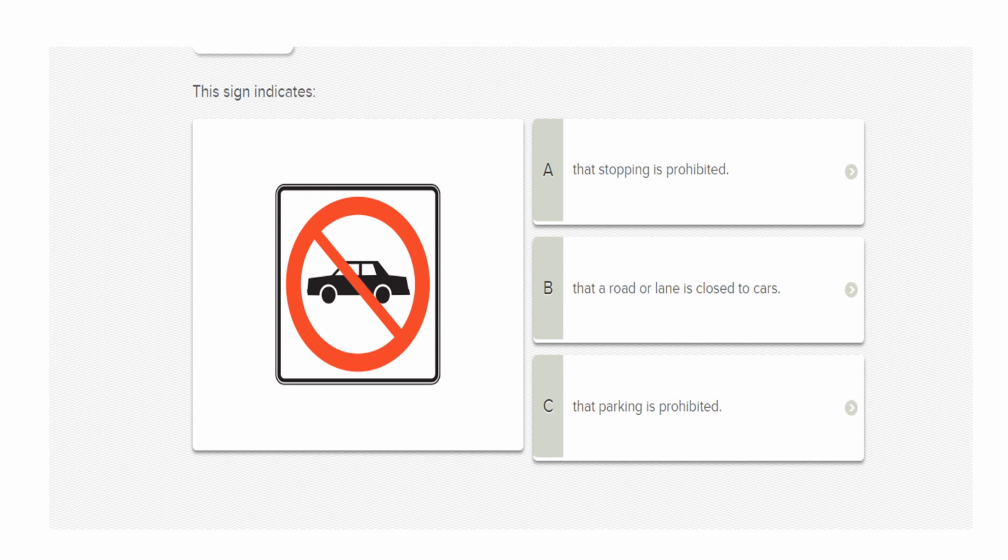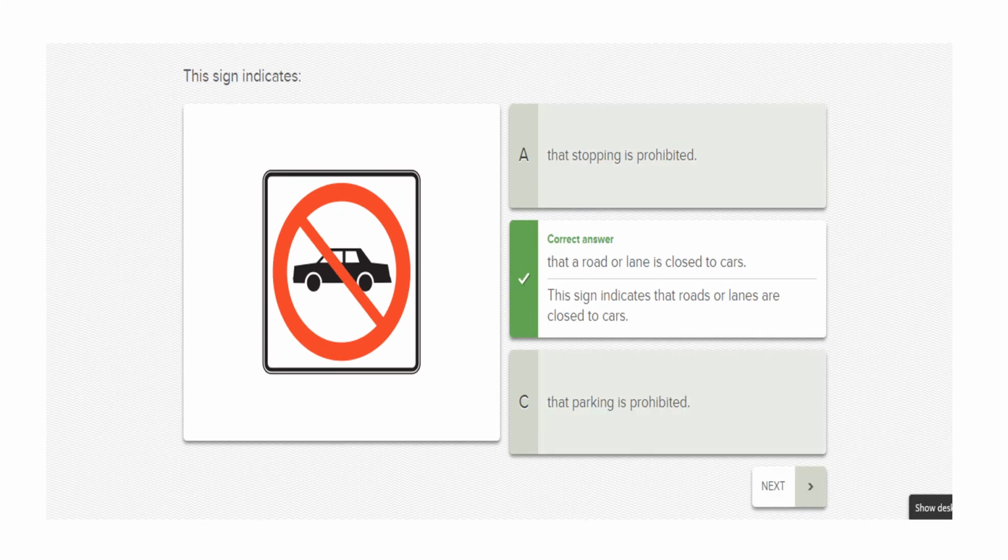This sign indicates option A, that stopping is prohibited. Option B, that a road or lane is closed to cars. Option C, that parking is prohibited. And the answer is option B, that a road or lane is closed to cars. This sign indicates that roads or lanes are closed to cars.